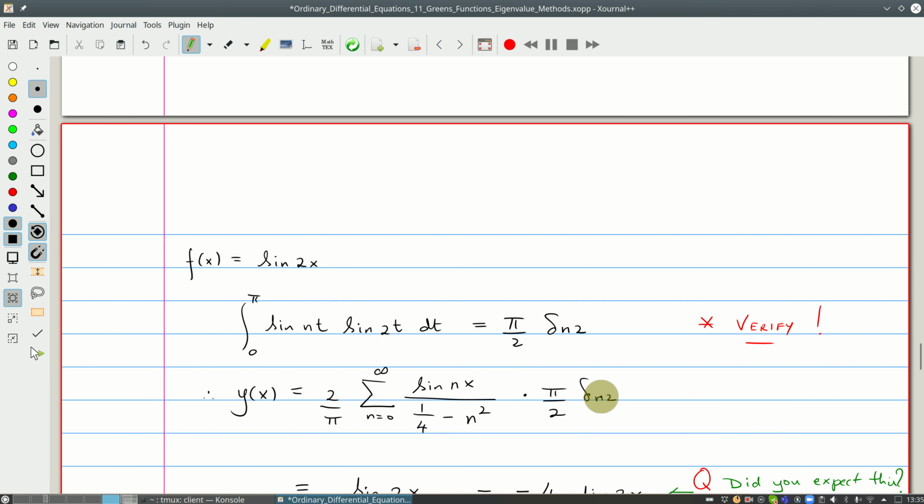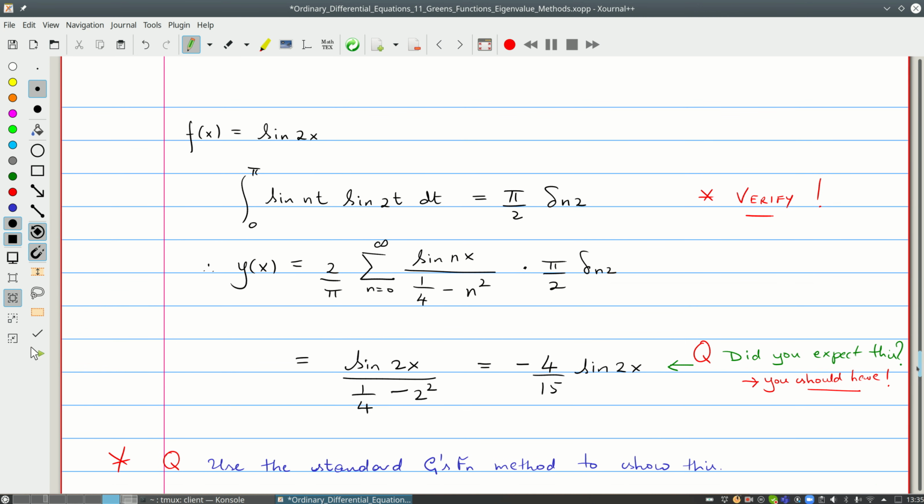We now have a pi over 2 times delta n2 that collapses the sum, and what we get is this simple expression: the solution is minus 4 over 15 sine of 2x. And I have a question here. Did you expect this? You should have expected it. If you're working through this with some awareness of what's happening, we should have expected that we'd get a sine of 2x here. Of course, I couldn't have expected this constant, but that follows from the maths.